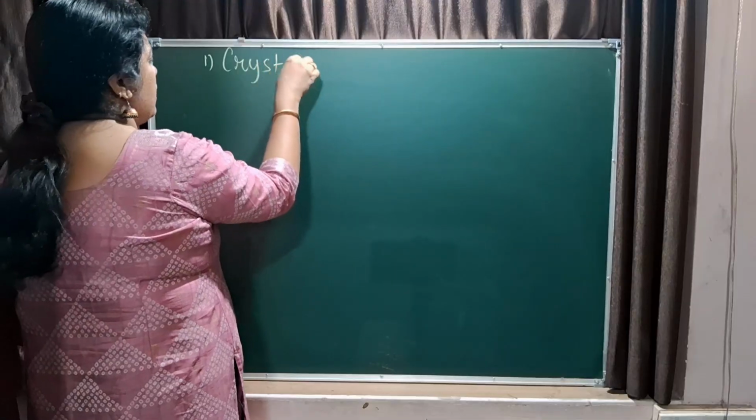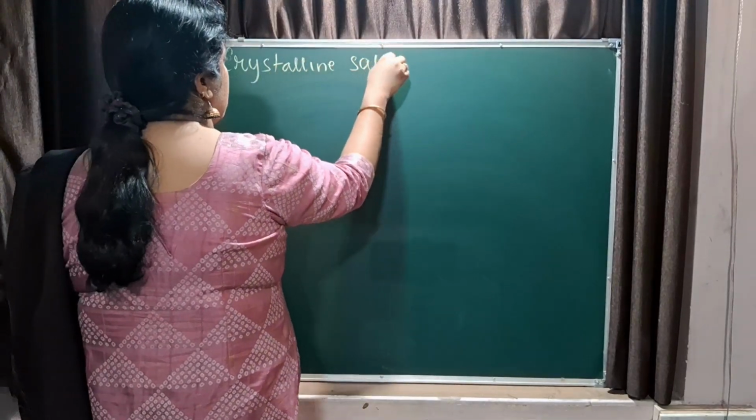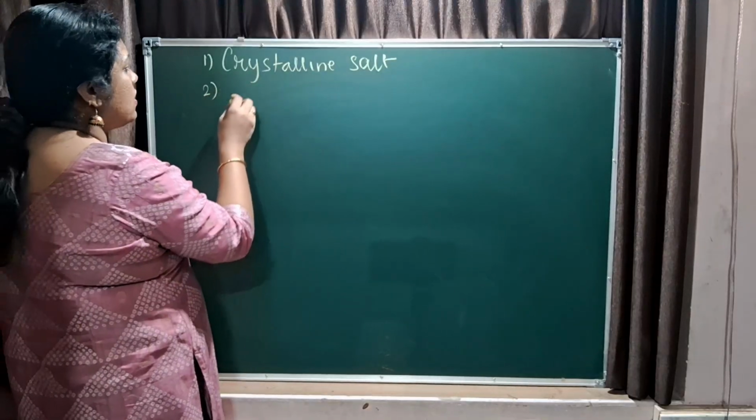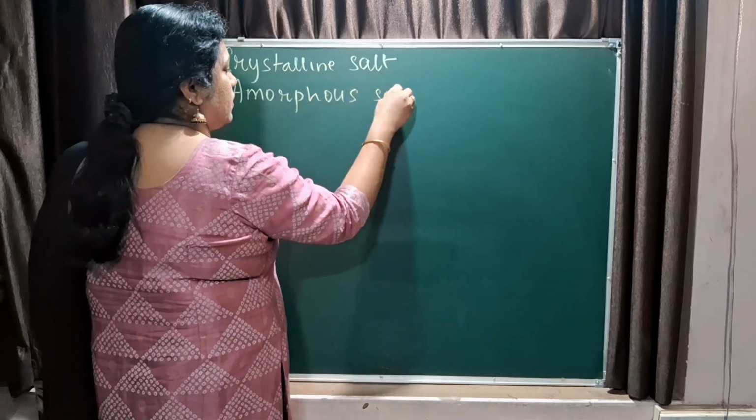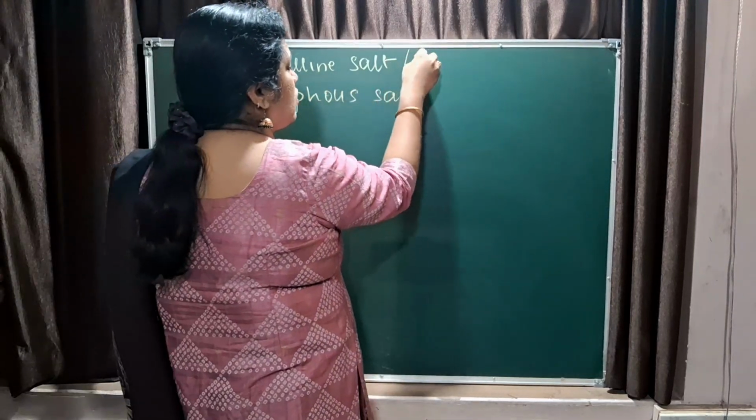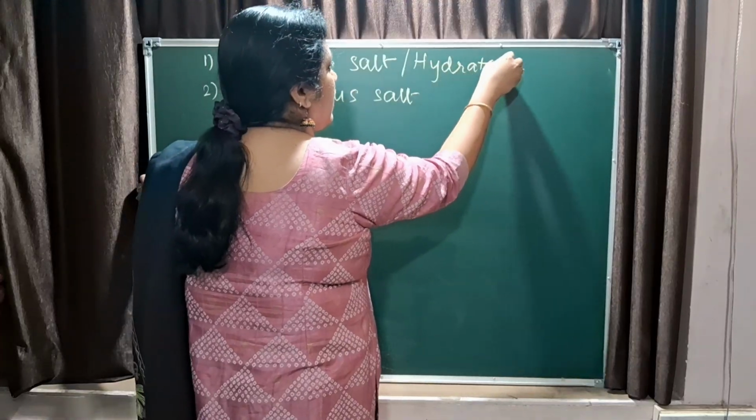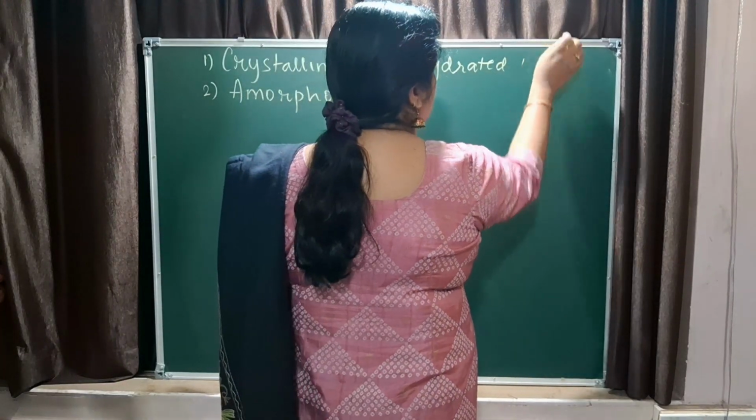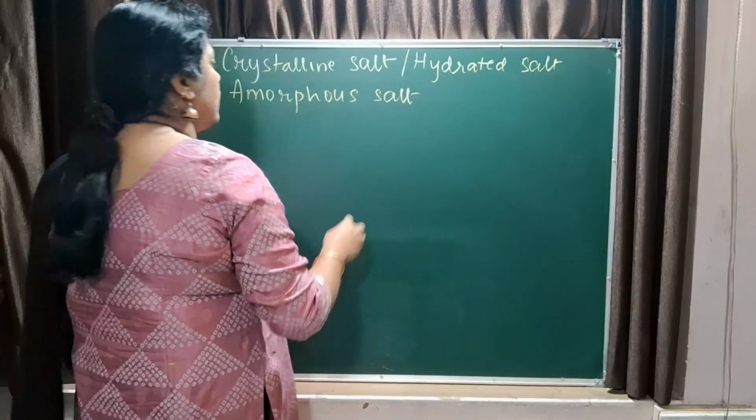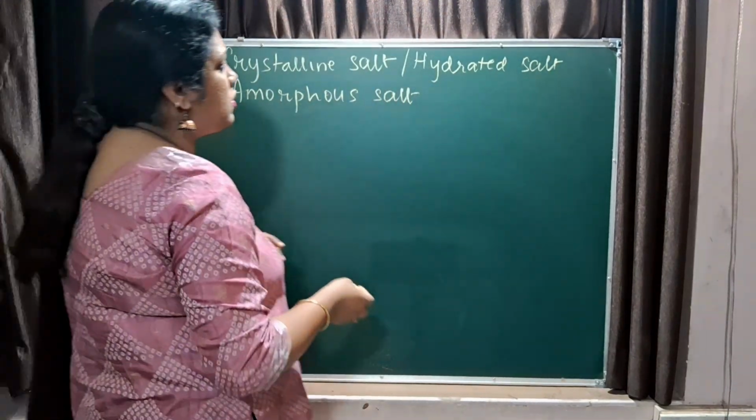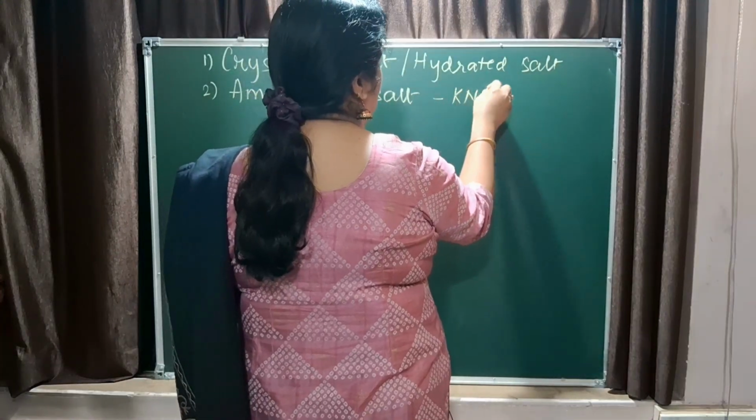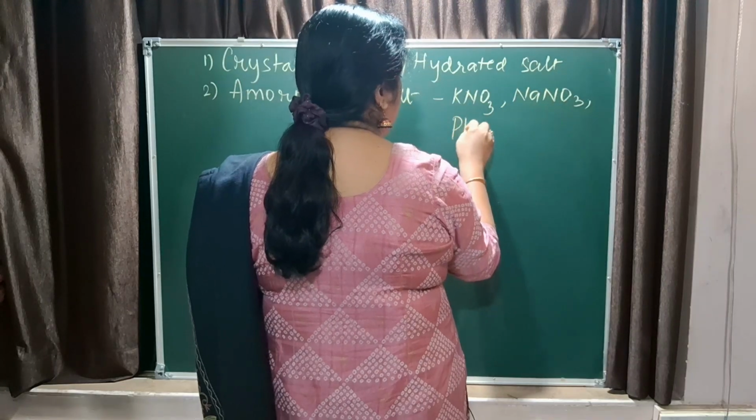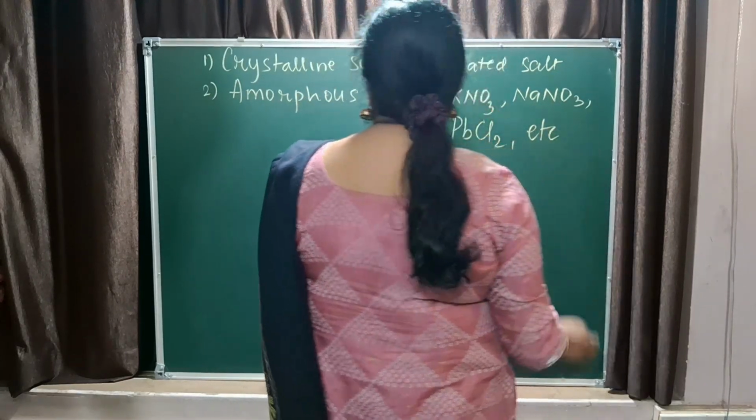The first one is the crystalline salt. Crystalline salts are the salts which have water of crystallization. When these crystalline salts lose their water of crystallization, they form amorphous salts. These crystalline salts are also called hydrated salts because they have water molecules attached to them. Is that clear? Then you have the amorphous salt. For hydrated salts, the examples we have already seen. Amorphous salts, examples: KNO3, sodium nitrite, lead chloride, etc. So many are the amorphous salts.